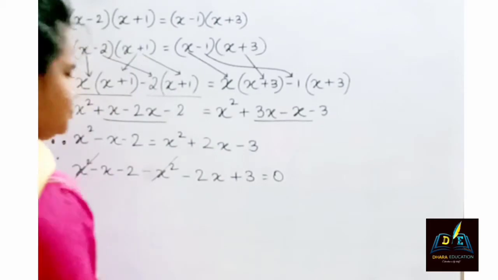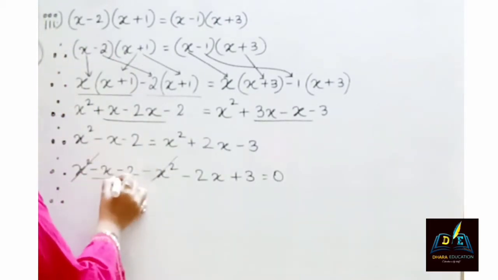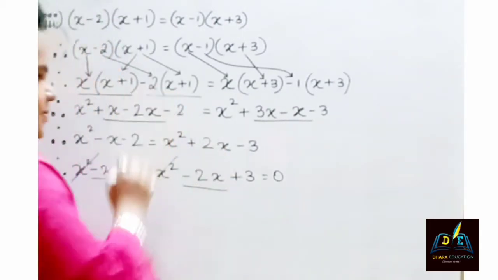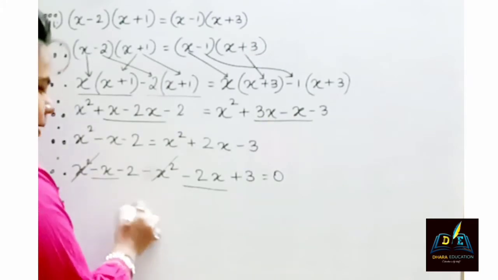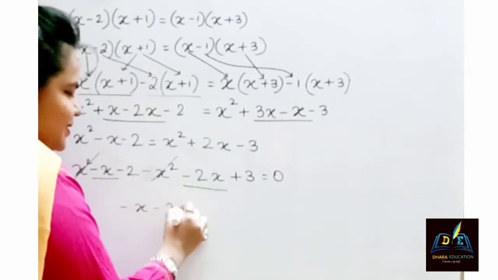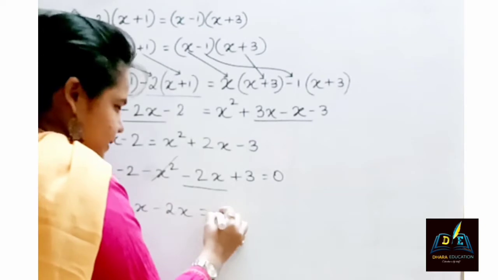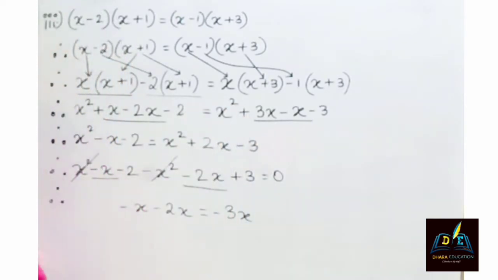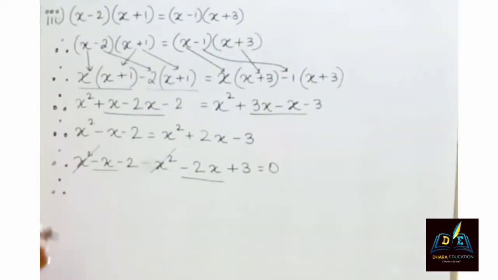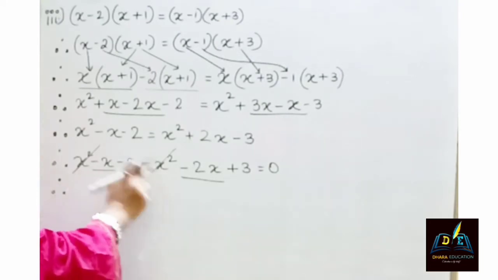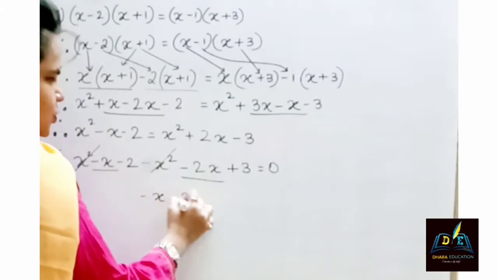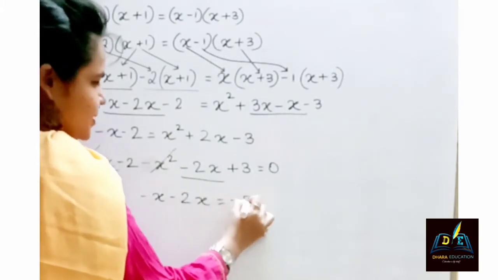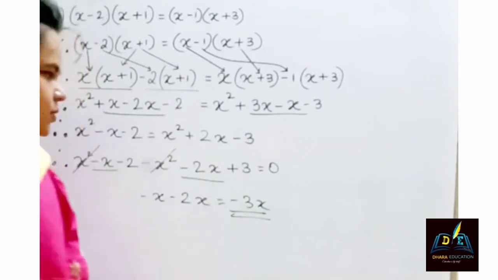So minus x and minus 2x are there. It means minus minus will be plus. So minus x minus 2x gives you minus 3x. Okay. So now listen. After resolving this, that is minus x minus 2x gives you minus 3x, we will take minus 3x over here.